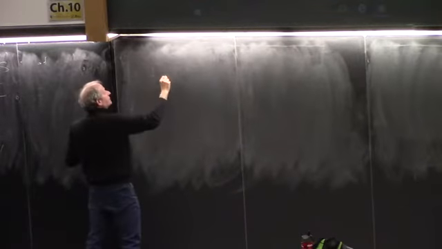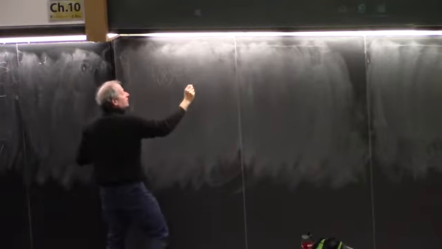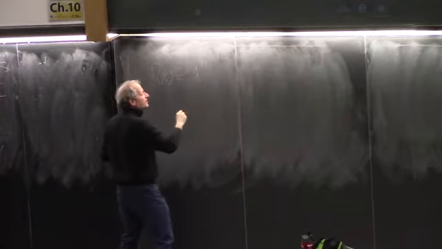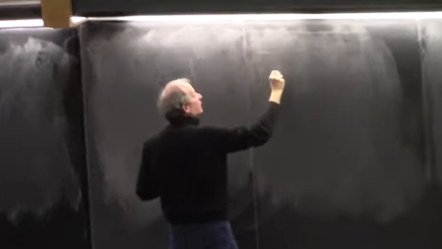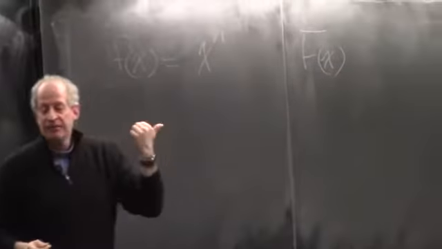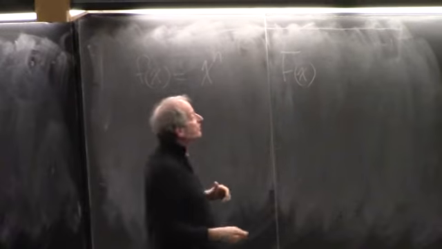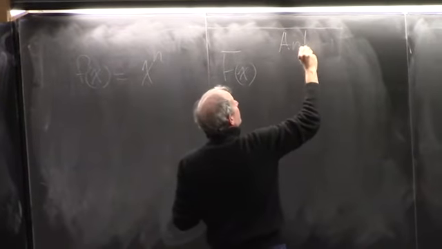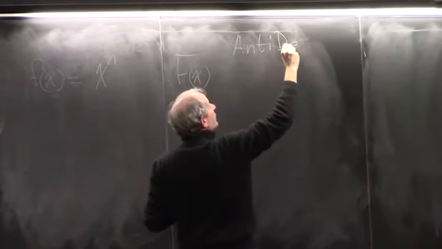So, remember how you took the derivative of x to the n. So now, let's suppose that I know that the derivative of a function is x to the n. And I want to find the antiderivative. So I use capital F to say I'm going to go with antiderivative. And apply the word antiderivative to this.